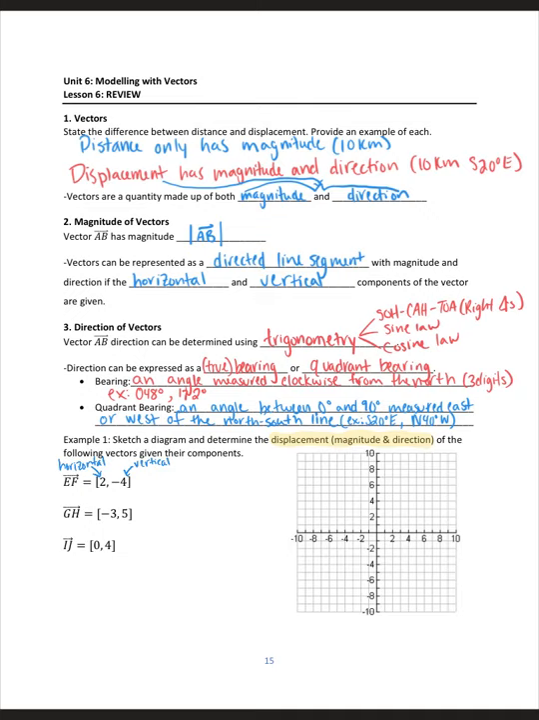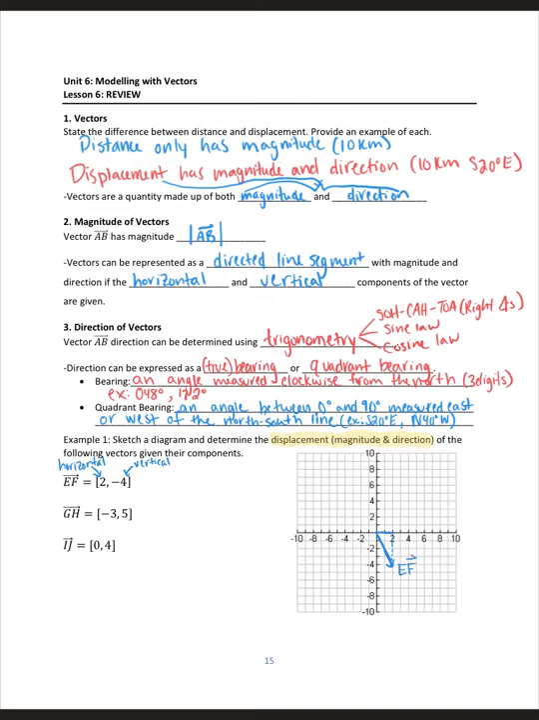Okay, so for vector EF, let's first plot that. So EF is over 2 and down 4. So over 2, down 4, right? So the horizontal component is 2, and the vertical component is -4. So from that start point, we connect to that end point to represent that vector, and that's going to be EF.